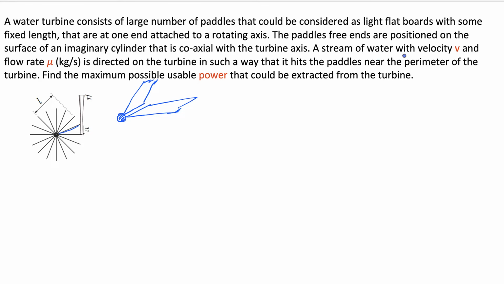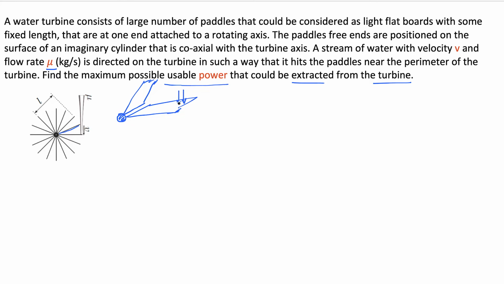A stream of water with velocity v and flow rate mu is directed on the turbine in such a way that it hits the paddle near the perimeter. So this is where the water is hitting, okay. Find the maximum possible usable power that could be extracted from the turbine. Okay. How do we approach this problem, right? So let's first logically analyze. As I always say, before you solve complex problems, think for 10 seconds, 15 seconds, what's going on.